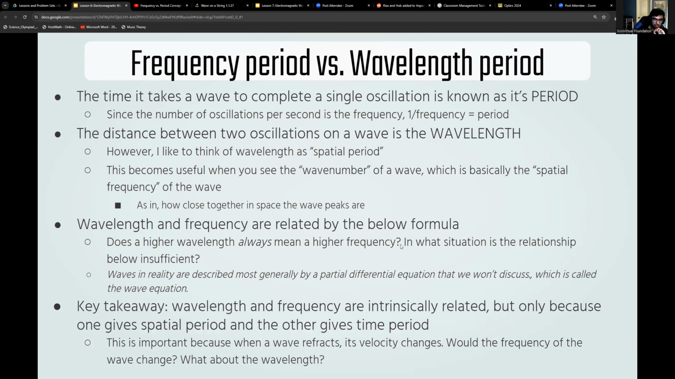So wavelength and frequency are intrinsically related because one gives spatial period and the other gives time period. They're explaining the relationship between space and time for a wave, because waves travel in both space and time. They're oscillating in time, but they might be moving in space, as our electromagnetic waves do. And when a wave refracts, the wavelength changes, but not the frequency.